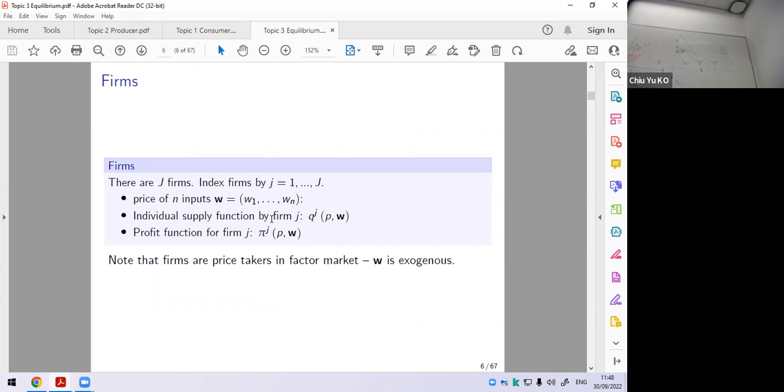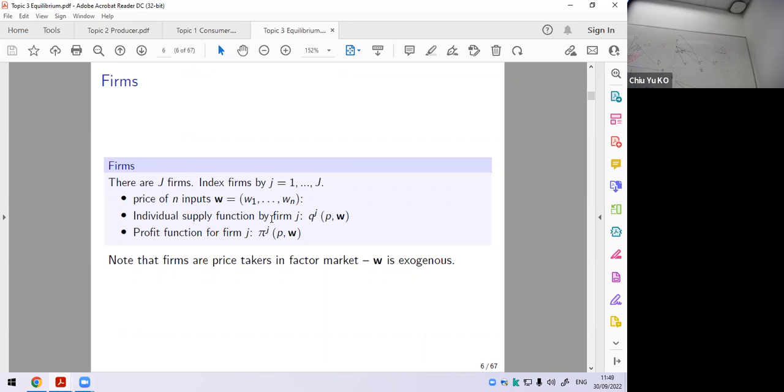Now the firm: we have J firms, and they will use N inputs with prices W1 to WN, and the supply function is QJ of P and W, and this is the profit function. This is coming from the last topic. Do note that we assume price-taking in the factor market, so W is exogenous. This is determined in general equilibrium, and that is the main thing missing here. General equilibrium will require you to simultaneously determine P and W.